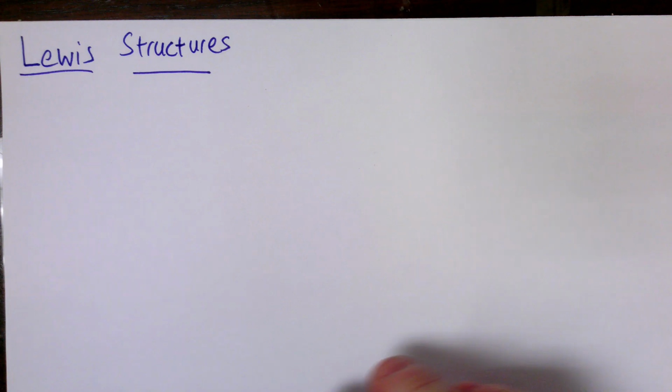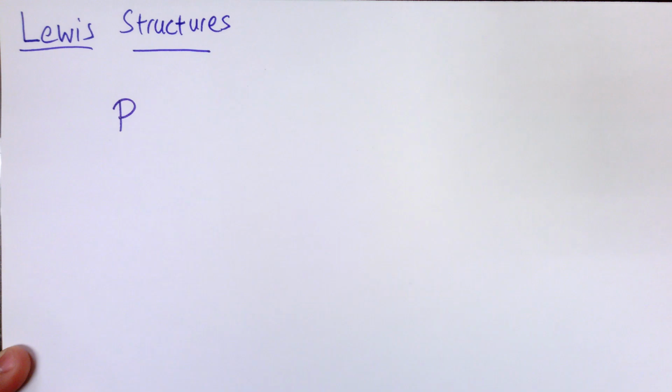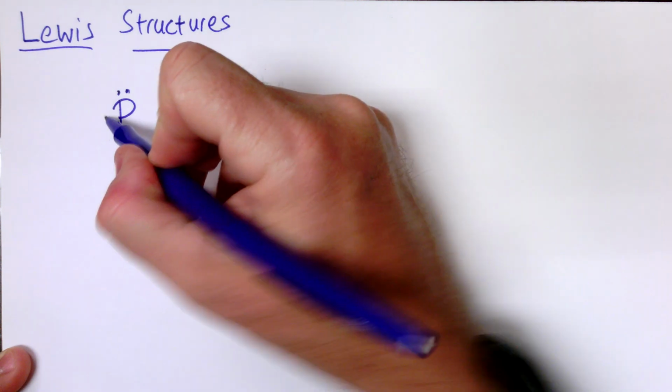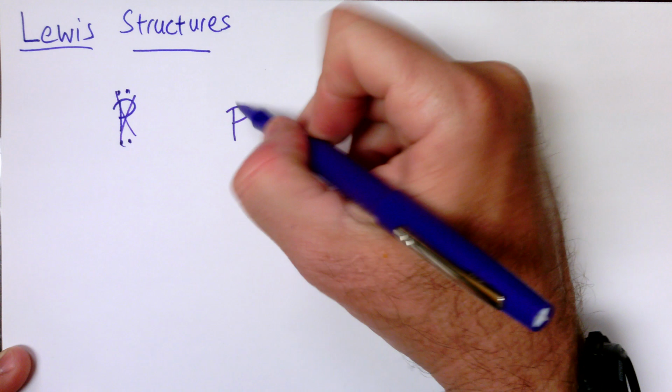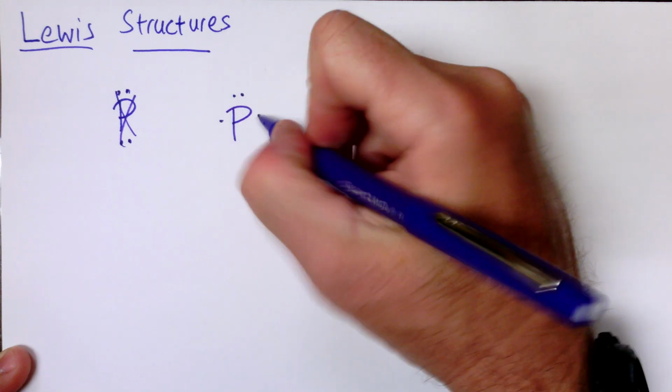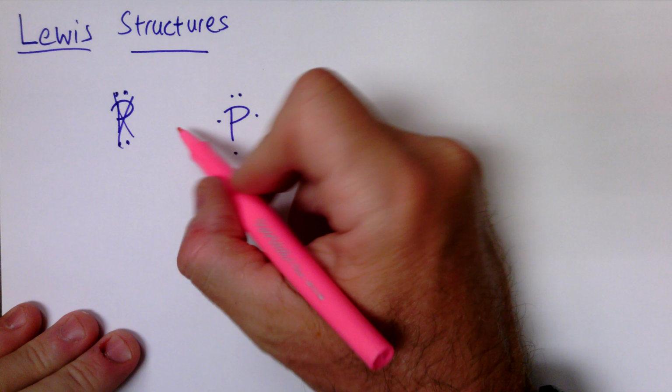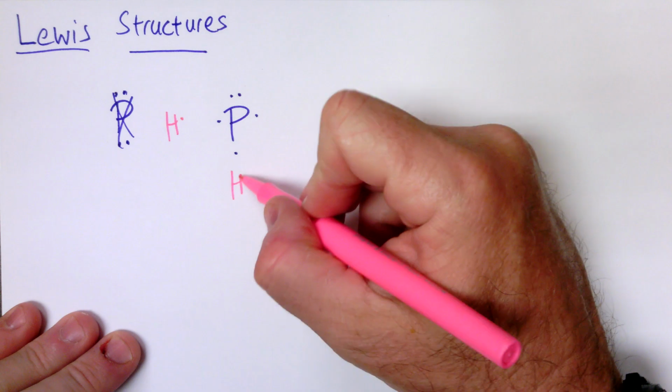All right, so what I've been drawing for you here is what we call a Lewis structure, or at least the start of it. A Lewis structure is a way to show how the electrons are being shared amongst atoms and how they bond together. I'm going to take, for example, phosphorus with its 5 valence electrons, 1, 2, 3, 4, 5. And I'm going to pair phosphorus up with his buddy hydrogen.